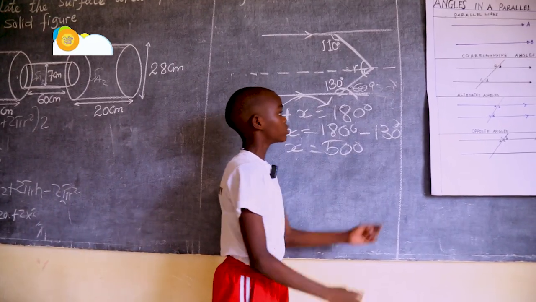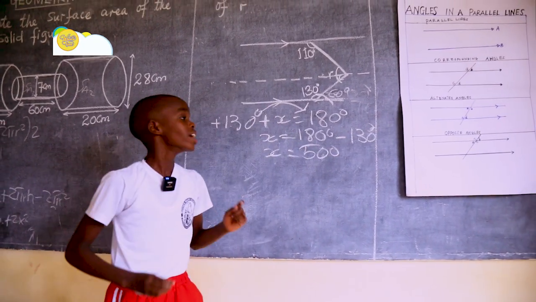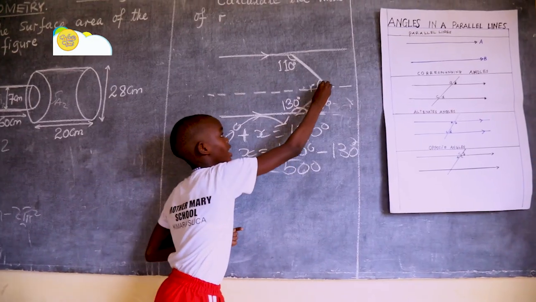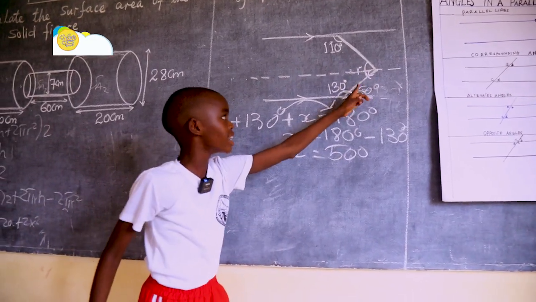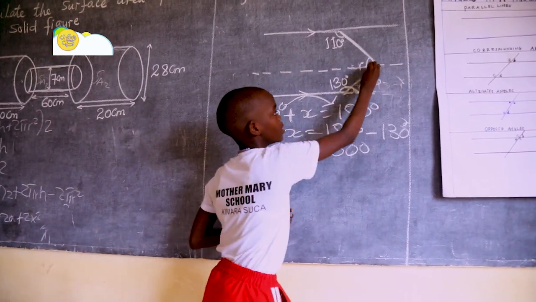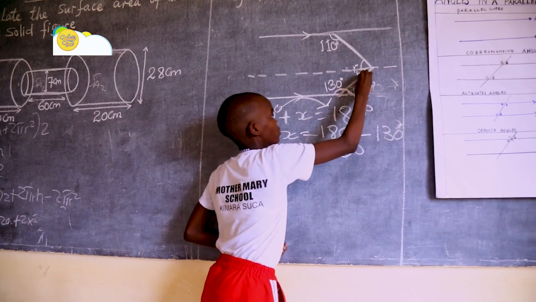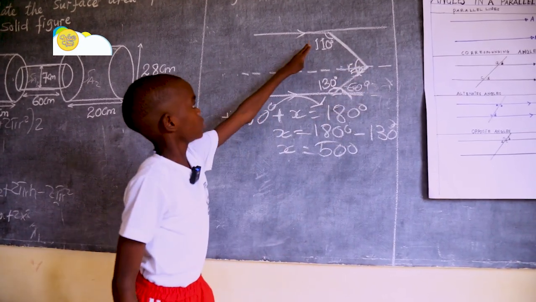Let's refer back again to the rule of alternate angles. Alternate angles are equal, and these angles are alternate angles. Therefore, this angle is equal to this angle. So here we get 50 degrees.